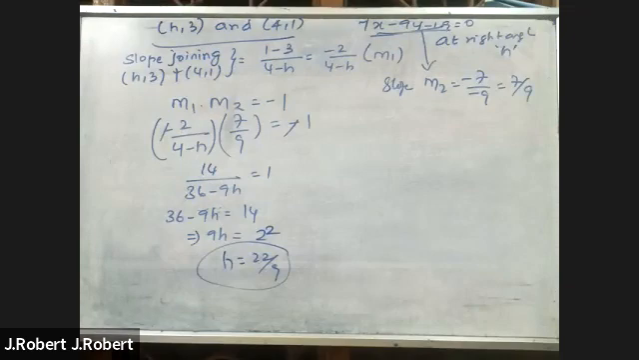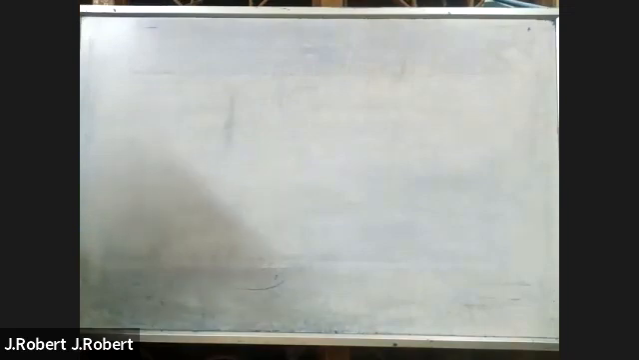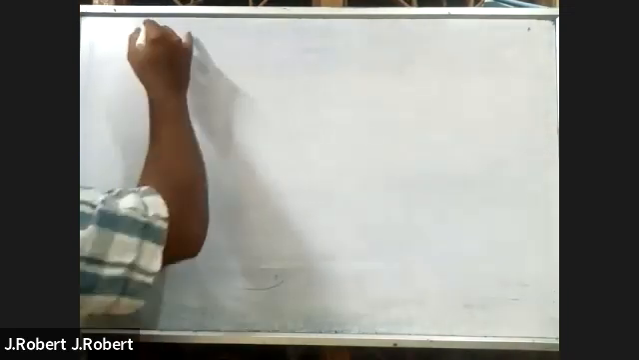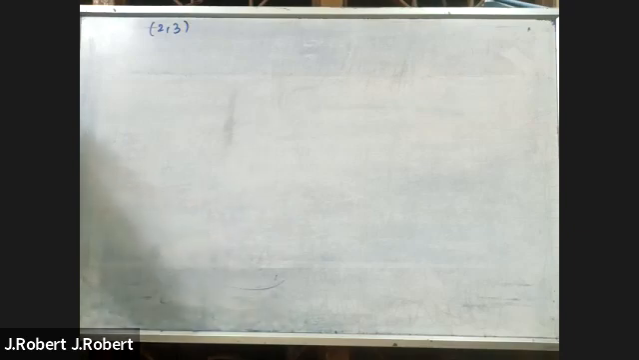The next problem. Two lines passing through the point 2, 3 intersect each other at an angle of 60 degrees.